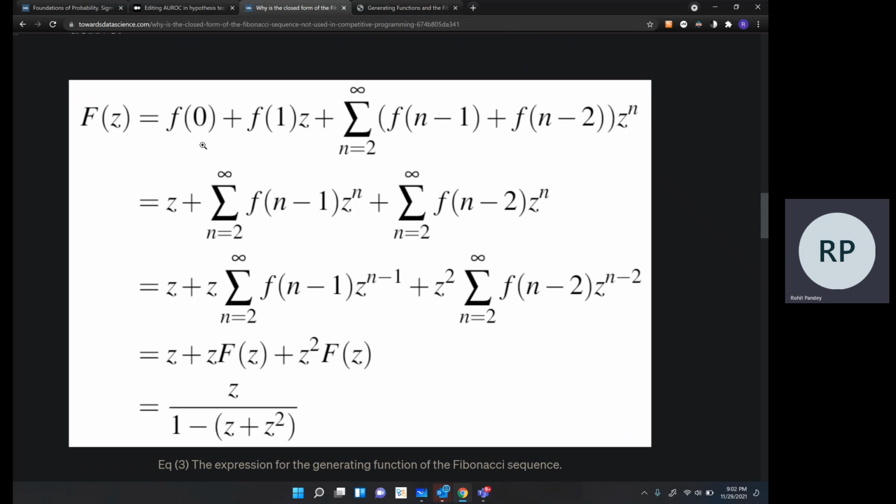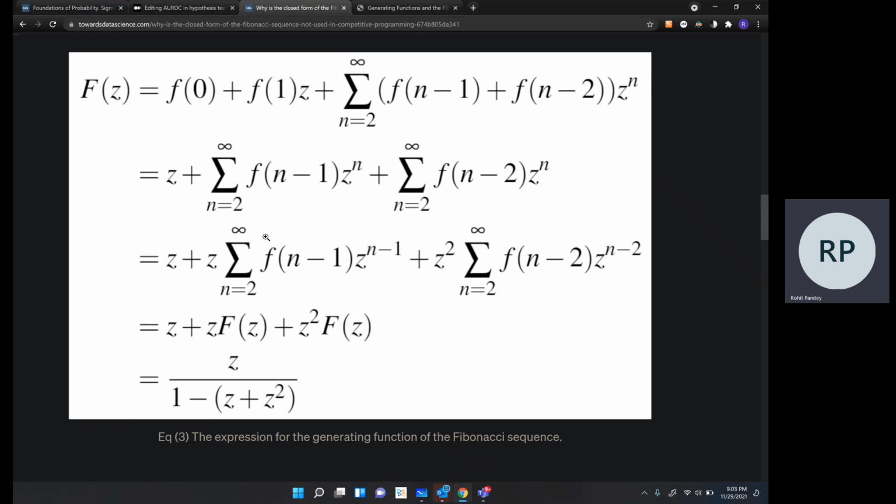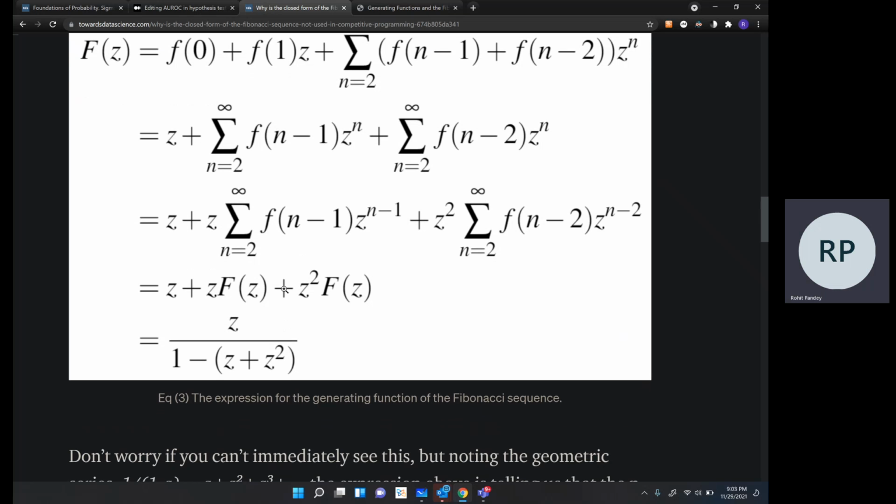And because the f0 was 0 anyway, this becomes just f of z. You get back the generating function. And similarly, z squared times capital F of z. If you hadn't separated these two terms out, you would also have f minus 1 and f minus 2 terms when you did the reindexing, and that would have been a problem. So, this little trick helped us avoid that.